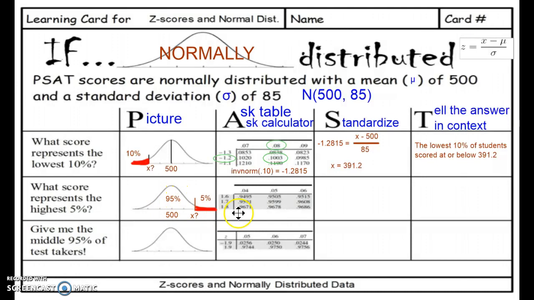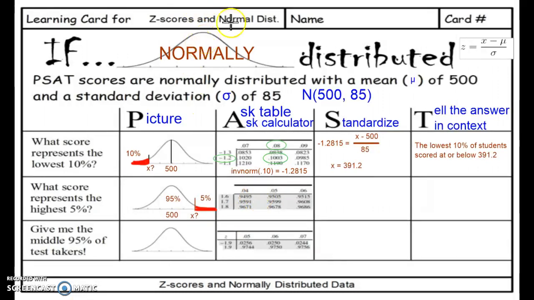When you ask your table or your calculator, you have to give the value that's under the curve to the left of the value that you're looking for. So if I'm looking for 95% to the left, which is the same as 5% to the right, then I'm looking for 95% in my table. As I look at my table here, what I see is that 95% is directly between these two values.